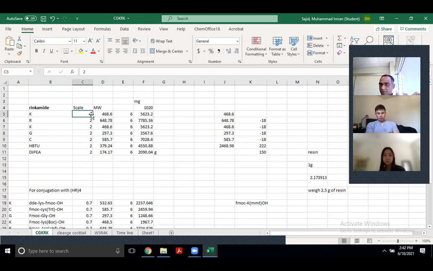So I am making at 2 scale. Scale is 2, and excess I am using 6. So how much should I weigh? Grams, milligram. So I will weigh 5623 milligram. Your 5.6 gram. Yeah, gram. Got it? So this is how we will weigh.